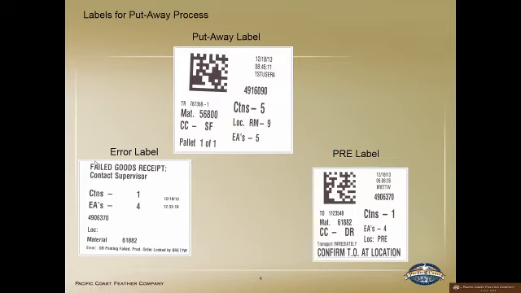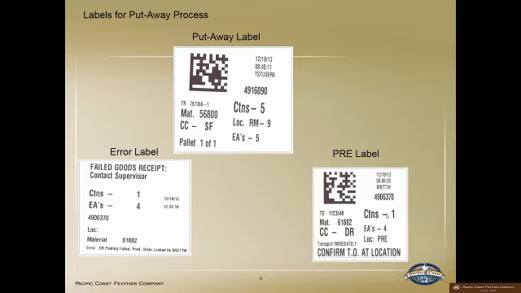Our error label was there was a problem with the transaction. It gives you your basic information: order, number of cartons, number of eaches, no location, obviously, because we haven't put it away yet, SKU, and then the error message. This is helpful for the people that are reconciling or correcting errors.